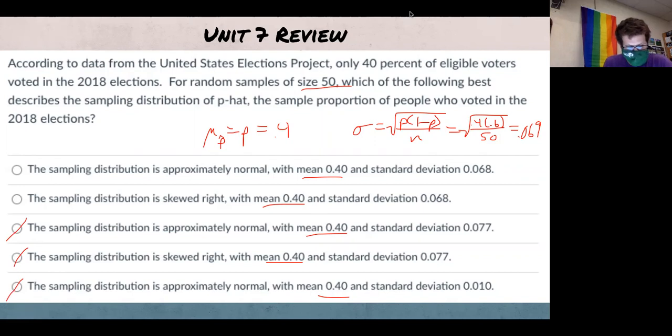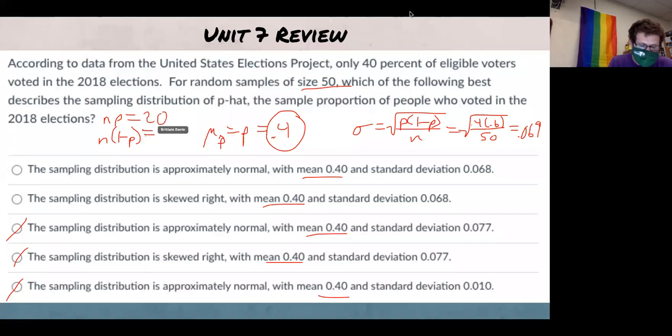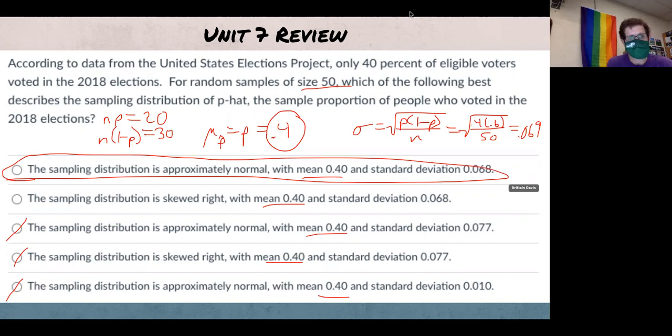And the question is, is it skewed right or is it approximately normal? This is where we're bringing in the large counts condition, and we learned about that. Because the proportion that we're working with is 0.4, I can multiply N times P and N times 1 minus P, and that will tell me if I have enough successes and failures so that we're going to have an approximately normal distribution. So 0.4 times 50 is 20. And then this is going to be 30 when I do 1 minus P. So I had enough successes and failures, and I'm going to get an approximately normal distribution. The answer is A.